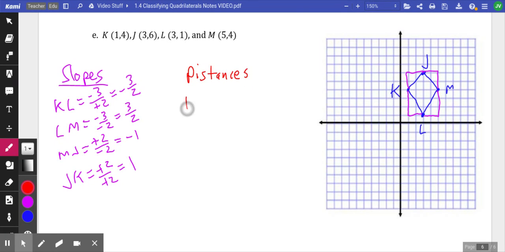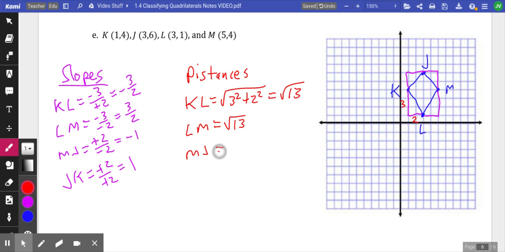So we'll work with KL first, and we'll use the Pythagorean theorem here. So KL has a triangle with a couple legs, 3 and 2. So we'll do 3 squared plus 2 squared, which is 9 plus 4, or 13. And of course, that needs to be under the radical sign. If we look at LM, LM has the exact same setup, the exact same triangle, so we know that LM is also going to be the square root of 13.